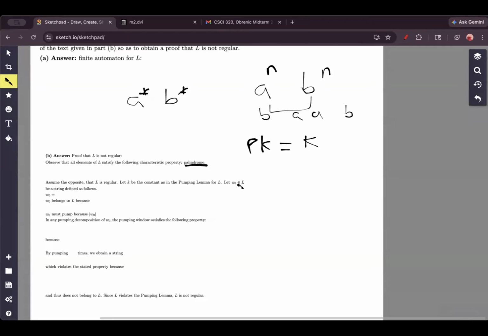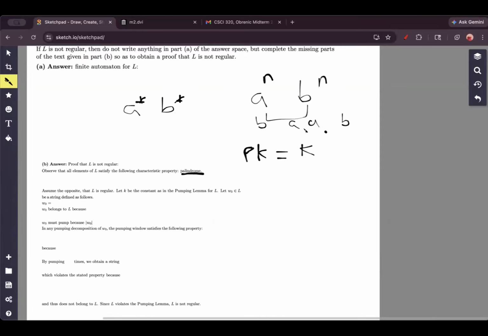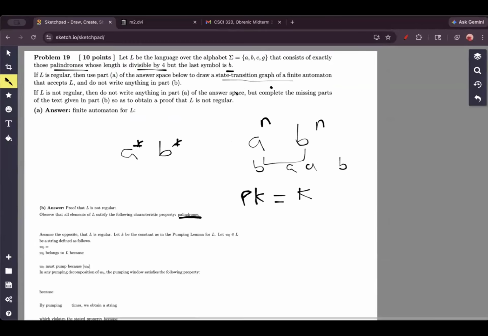And let W0 be inside L, the language. It's basically a string inside our regular language, right? So we could just use BAAB, because it starts and ends with B, the last symbol is B, the length is divisible by 4, and it's a palindrome.